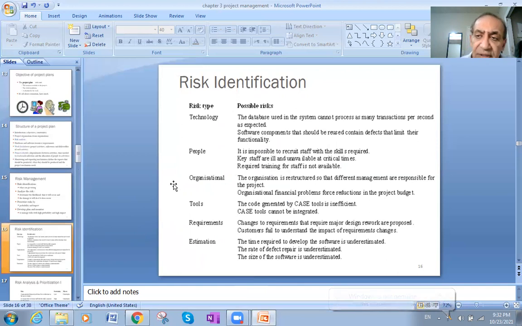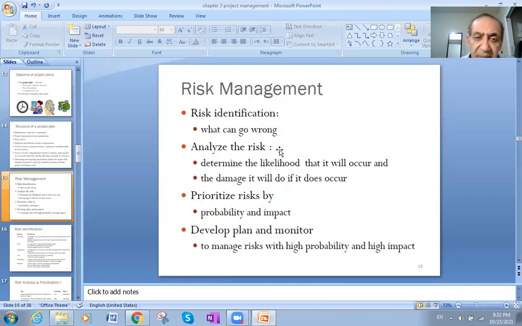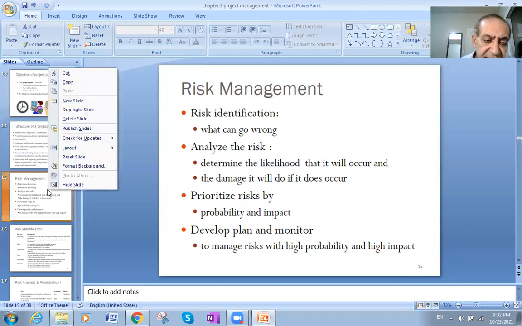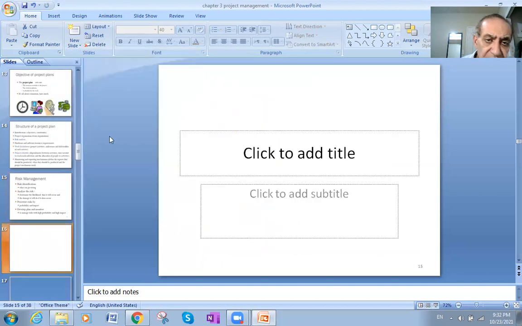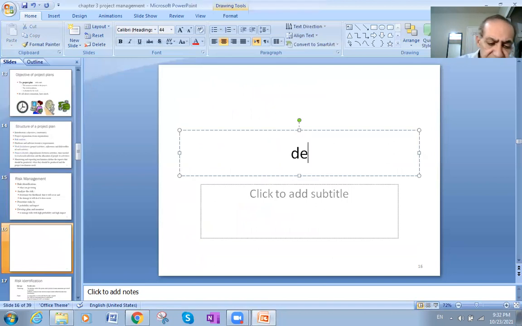Okay. This was the risk. And I will stop here for a moment, because we cannot go further without knowing what we mean by the word risk. Define risk and its types. So you also tell me what the types of risk are.